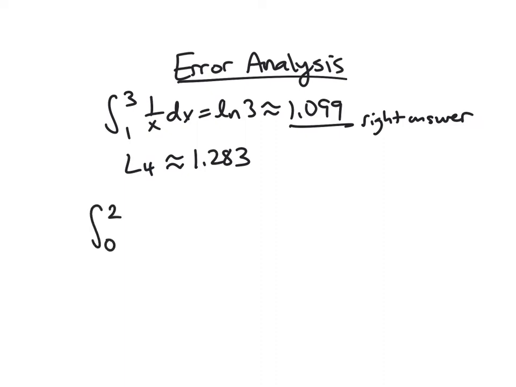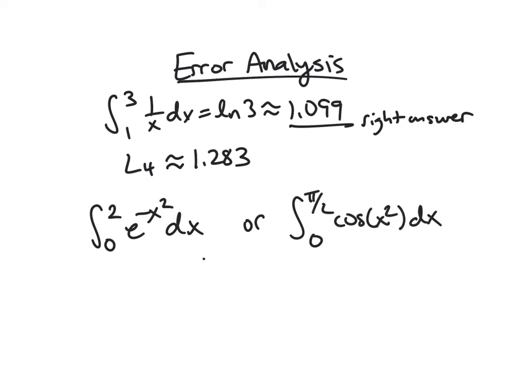But if you have something like e to the negative x squared, or the integral from 0 to pi over 2 of the cosine of x squared, there is no right answer here to compare to, right? And so if you don't know what you're comparing to, how do you know how far off you are? How do you know how accurate you are? So our next goal is to talk about how we can bound the error on our left sums, right sums, trapezoid sums, etc., and figure out how close these are without actually knowing a right answer to begin with.